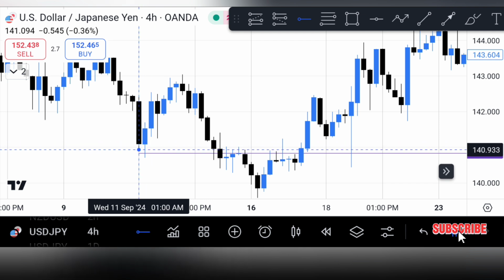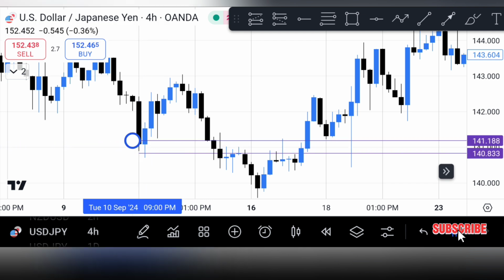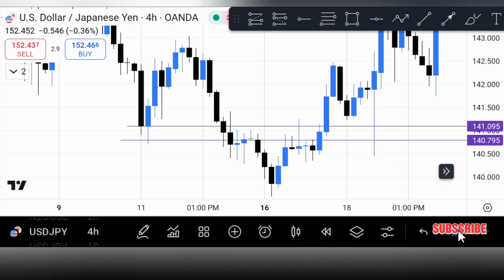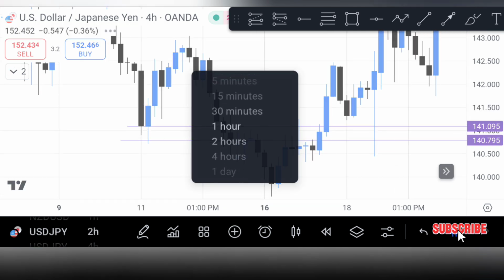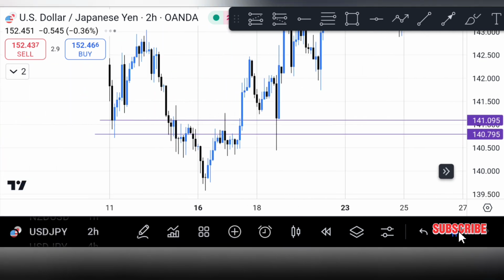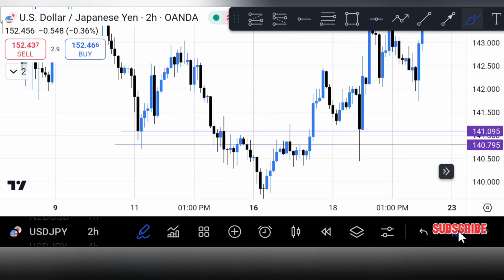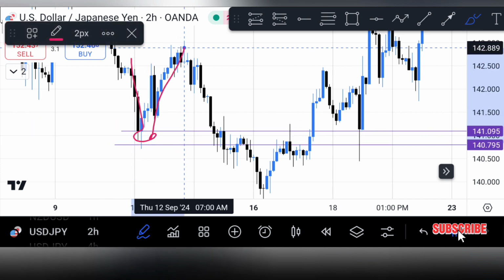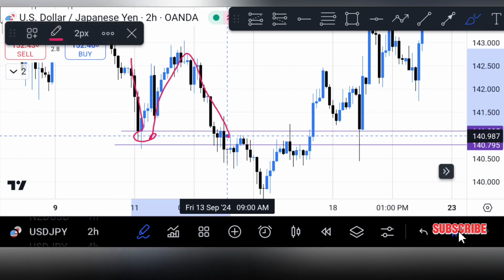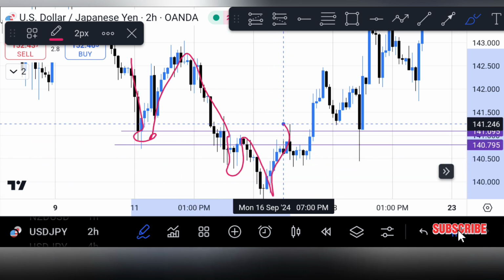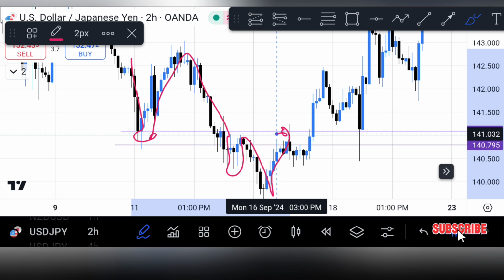So let me draw that area there. You can see this was the zone. Let me go to the smaller time frame so that you can see it properly. So this is the zone. You can see price dropped to the zone. There was a reaction here, pushed to the upside. Price came back to the zone, broke it, retested the zone, pushed to the downside. The price came back to the zone. There's a reaction, but it couldn't hold.